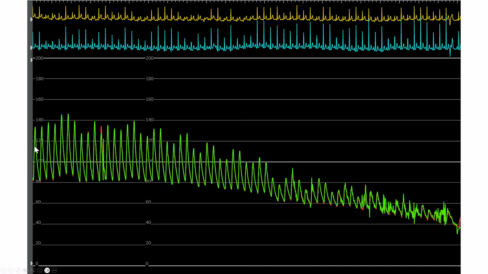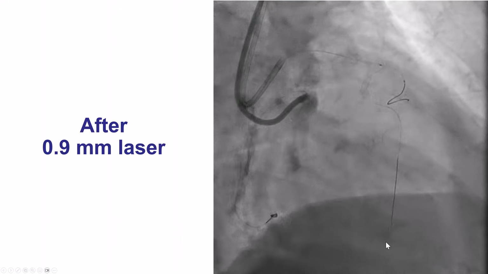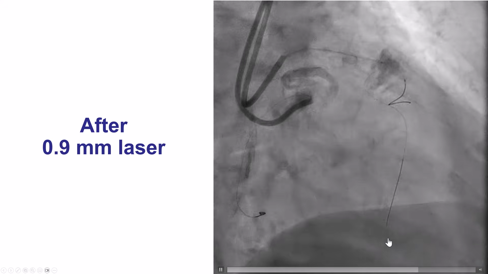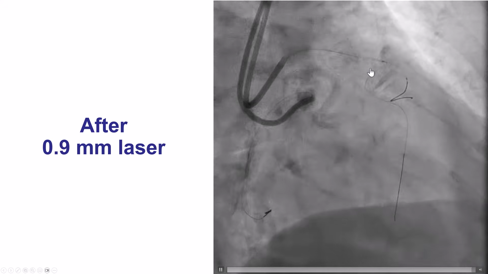What happened after a few pulses is rapid hypotension. The patient essentially went into cardiac arrest. We started CPR. And this is what is going on. There's clearly a large perforation in the mid-LAD.